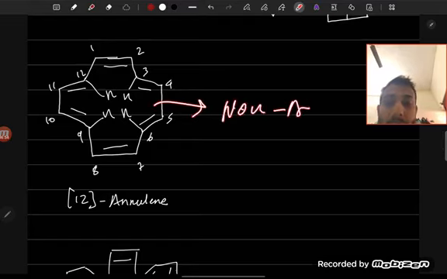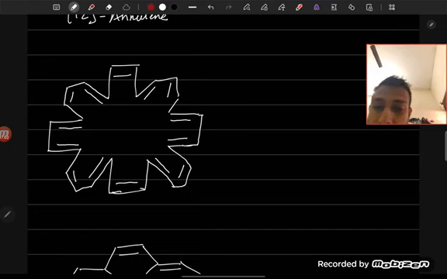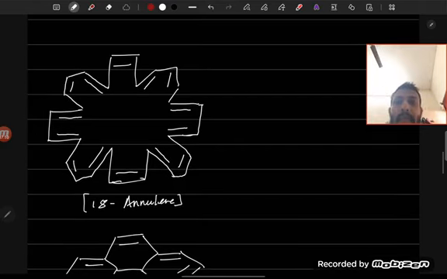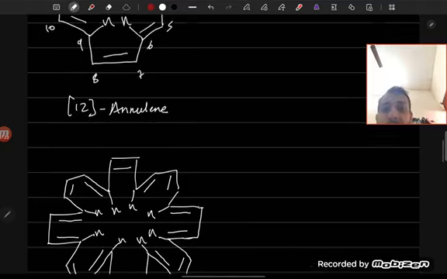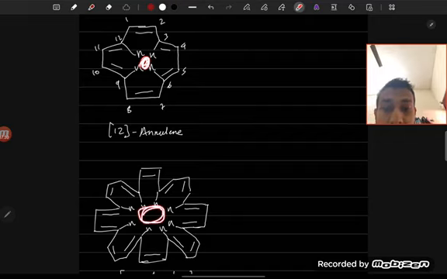Okay, non-aromatic, it's 12-annulene. Wow, we have the next compound, that is 18-annulene. It also has the same configuration, like we have hydrogen atoms here, but as you can see, here we have less space at the center, and here we have a large amount of space at the center.